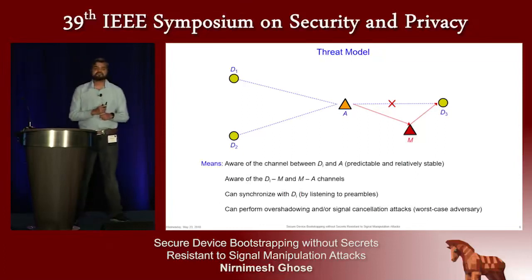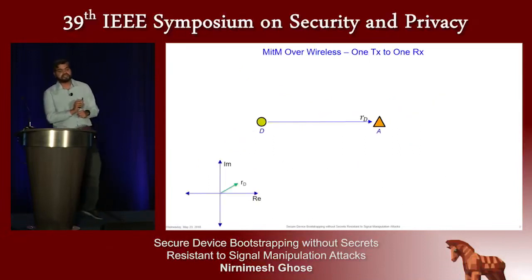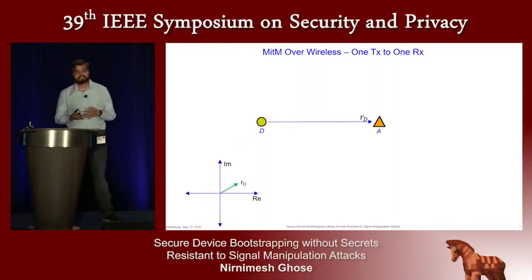So to perform a man-in-the-middle attack over wireless, in the worst case, we assume the adversary has knowledge of all the physical layer characteristics of the wireless channel between all parties. It can synchronize to the transmission of different devices by listening to the preambles, and the adversary can perform overshadowing or signal cancellation attack. So let's see how the man-in-the-middle attack over wireless can take place.